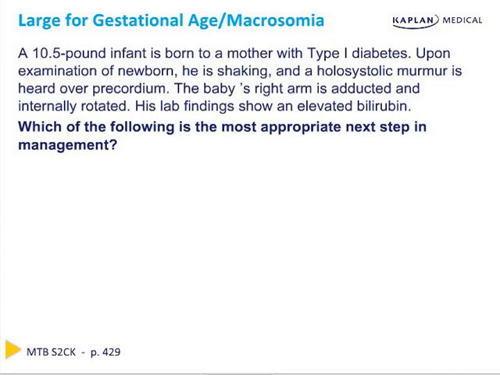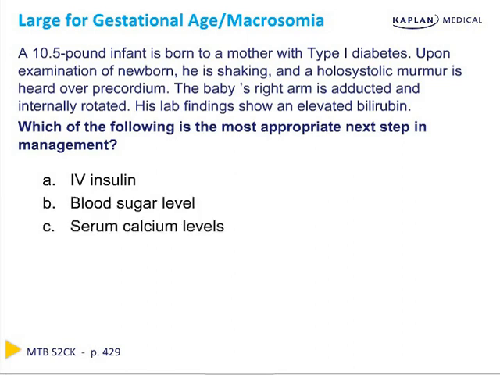Classic Step 2 question. Insulin, blood sugar, serum calcium levels, serum TSH, CT head and neck. Now, I'm highlighting the fact that it's a 10.5-pound infant and that mom has type 1 diabetes. Always pull out what's most relevant in the vignette and always remember what you're being asked. What's the most appropriate next step? Not what's a step that's going to take place eventually, but what's the most immediate next step.